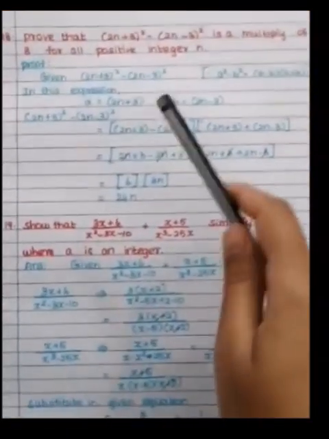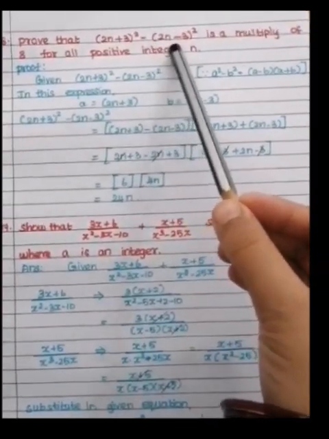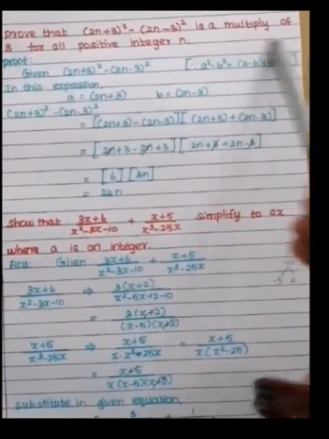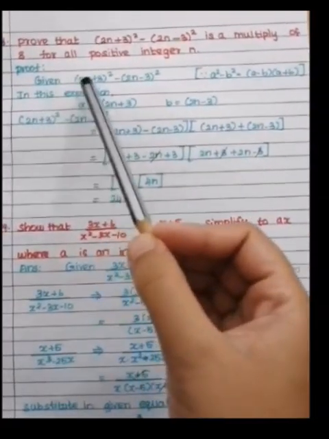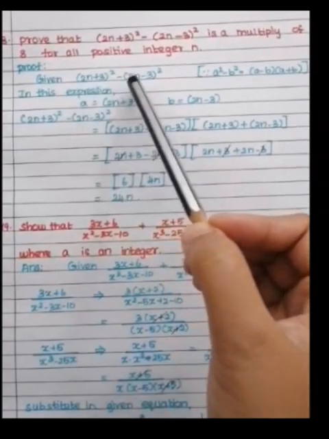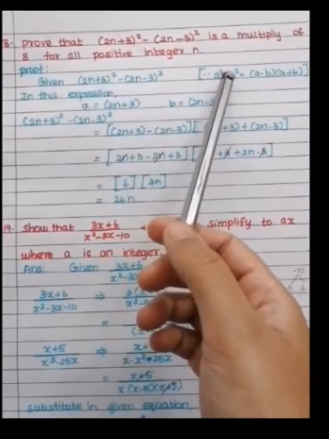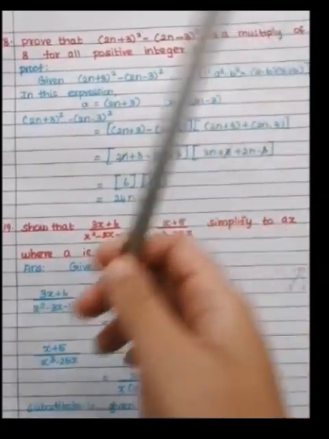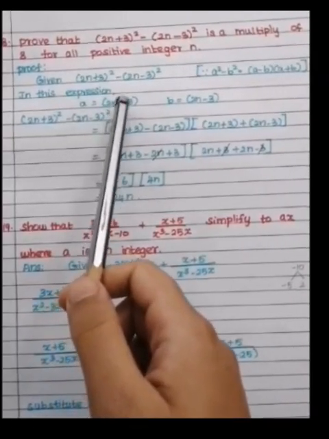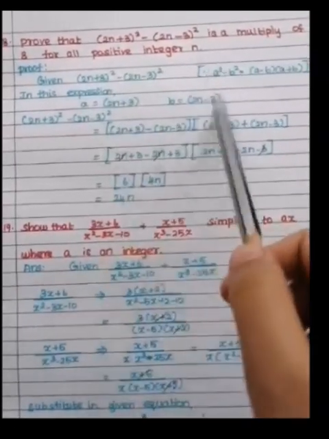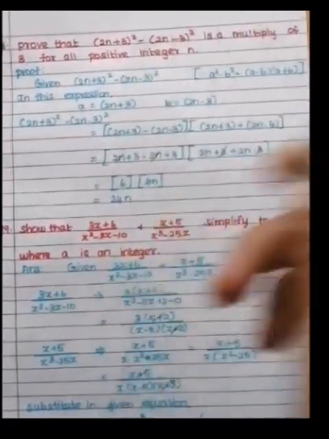Prove that 2n plus 3 whole square minus 2n minus 3 the whole square is a multiple of 8 for all positive integers n. Given 2n plus 3 the whole square minus 2n minus 3 the whole square. This is the formula of a square minus b square is equal to a plus b and a minus b. Here in this expression a is equal to 2n plus 3 and b is equal to 2n minus 3. In this identity we have to substitute the values.